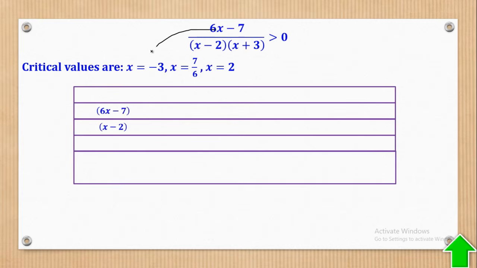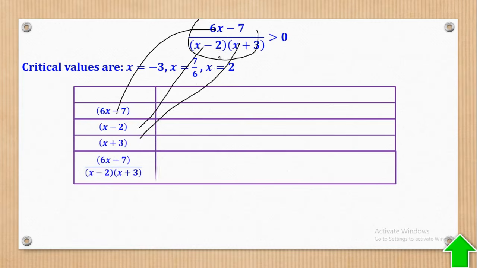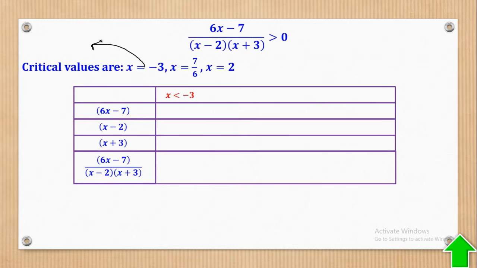So first this factor is here, this one is here, and this one is here. Then lastly we write the whole of this expression, compound fraction, which is that. Then we shall start. We're starting for our inequalities. Start with the values less than -3. -3, we shall come up with that.